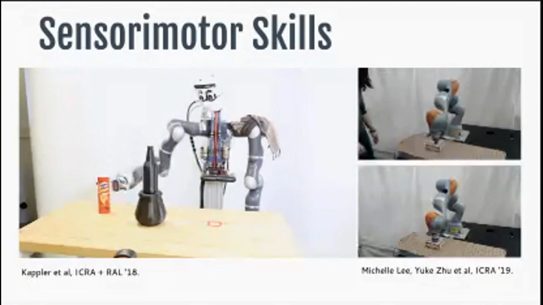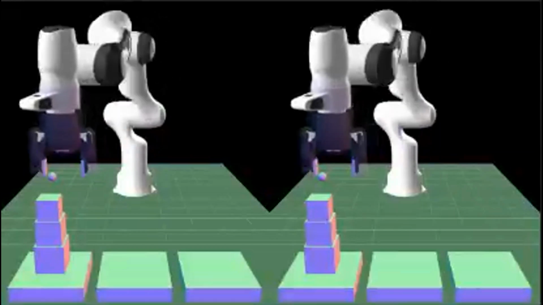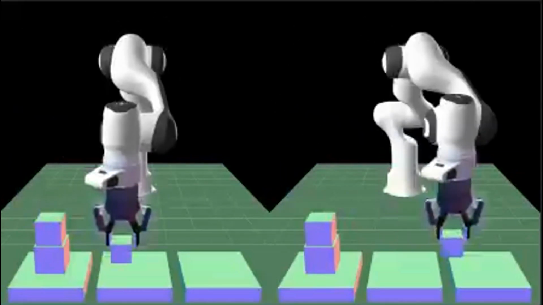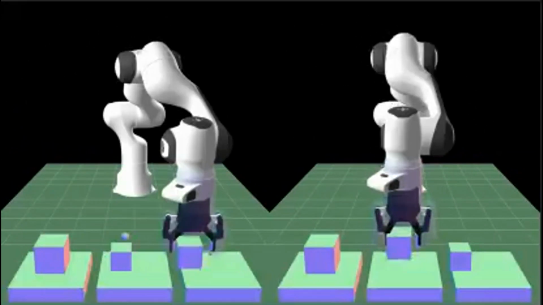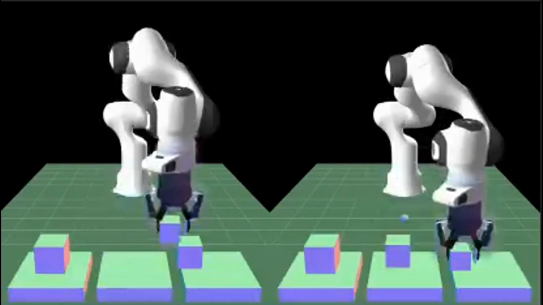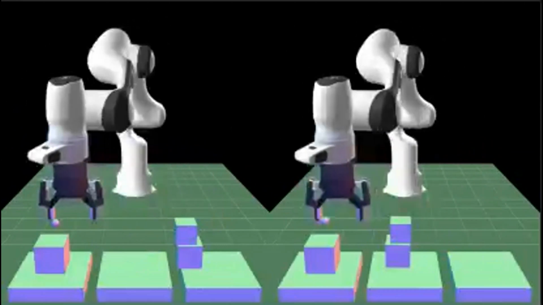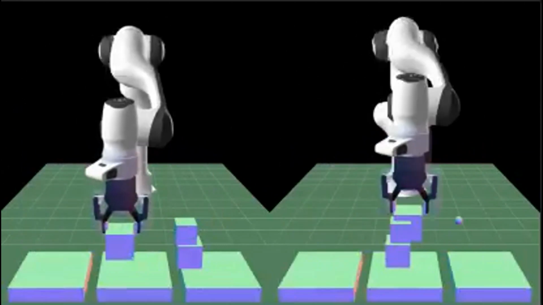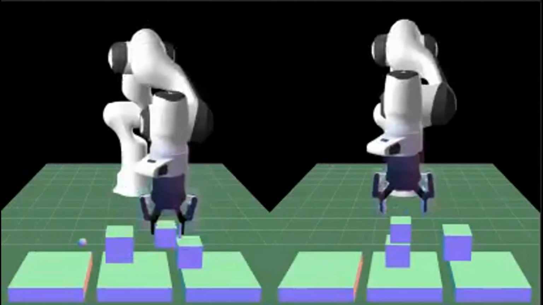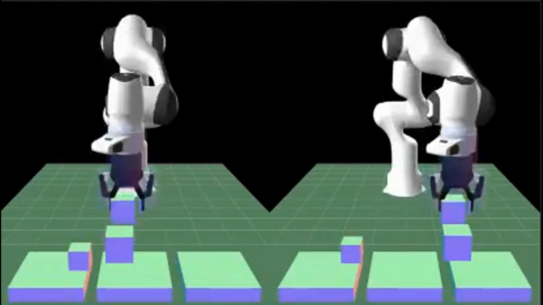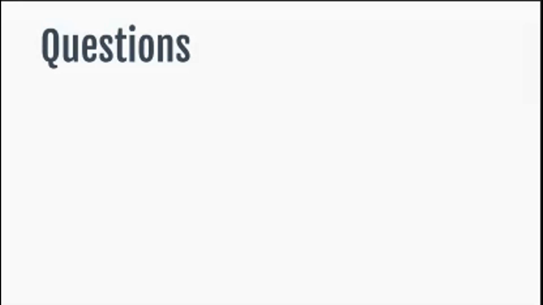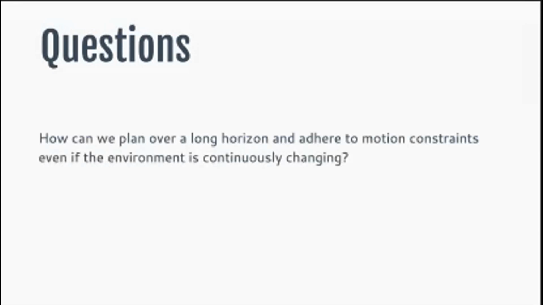But apart from sensorimotor skills, we also want to achieve long horizon tasks that require both symbolic and continuous plans. So here's an example for the Tower of Hanoi game showing two symbolic solutions with associated continuous action sequences. And these sequences consist of symbolic actions such as pick and place, transport, and so on. And the question that I guess many speakers in this workshop have, and also the audience, is how can we plan over long horizons and adhere to motion constraints?